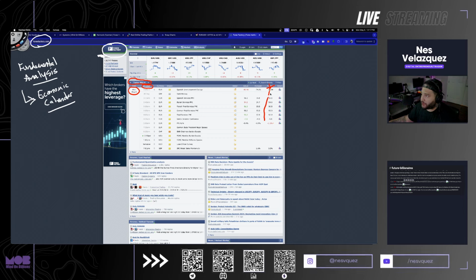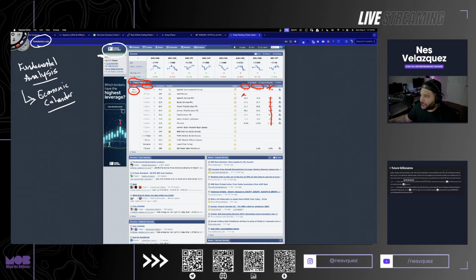What really matters is the forecast data right over here. This is what matters. What is forecasted? Now, when we're looking at each of these updates, we're going to see what was forecasted. And here is when we know what direction the market is most likely going to go in. Okay? If the actual data is different than what was forecasted, that is what's going to move the markets.